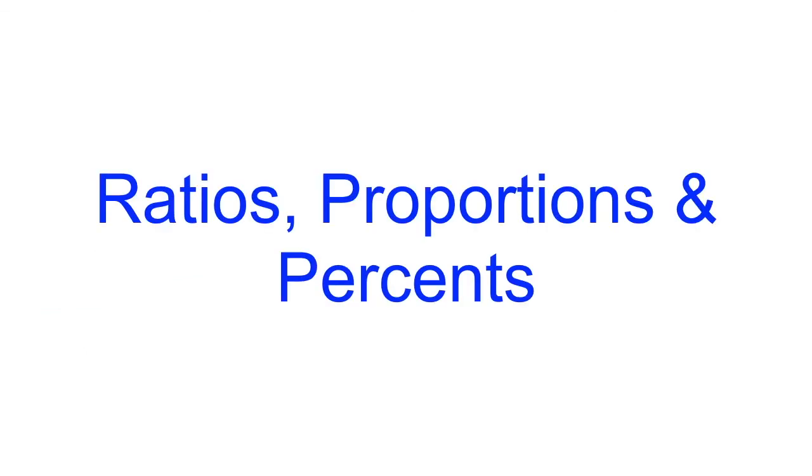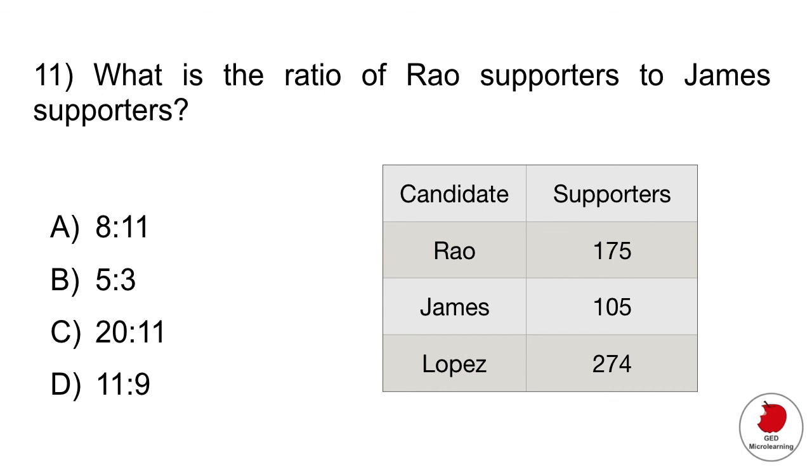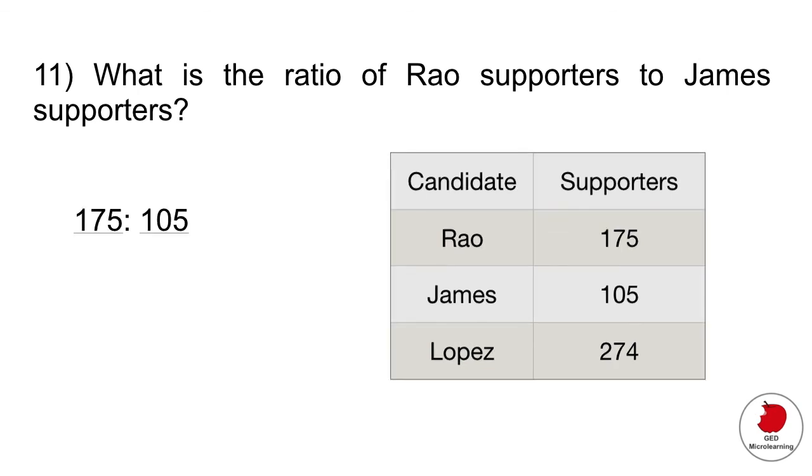All right, the next section deals with ratios, proportions, and percents. Question 11: what is the ratio of Rao supporters to James supporters? Here you would set up a ratio. If you look at the table, Rao has 175 supporters and James has 105. But you're not done yet.